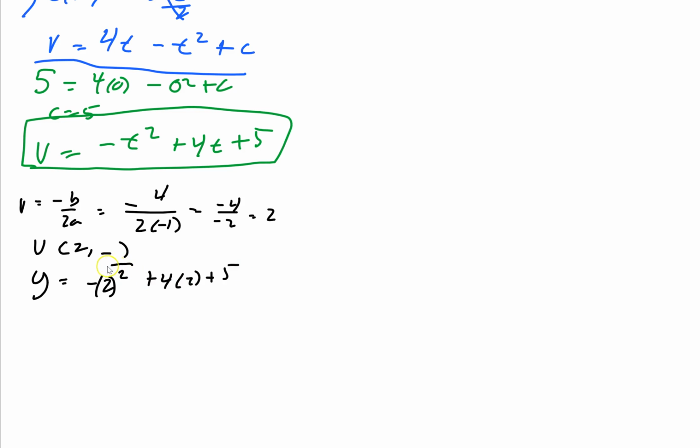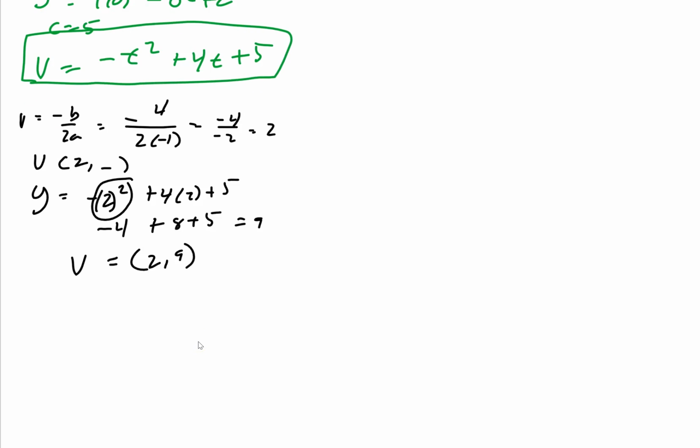Remember, the square goes first because you're plugging in, so you always square it first. So it's 4, but then there's a negative on the outside, so negative 4 plus 8 plus 5. So I get 9, which means my vertex is 2 and 9. If I was going to graph this, I'd go to 2, 9 and open down. Why am I opening down? Because it's a negative. I'll just open down and be fine with it.